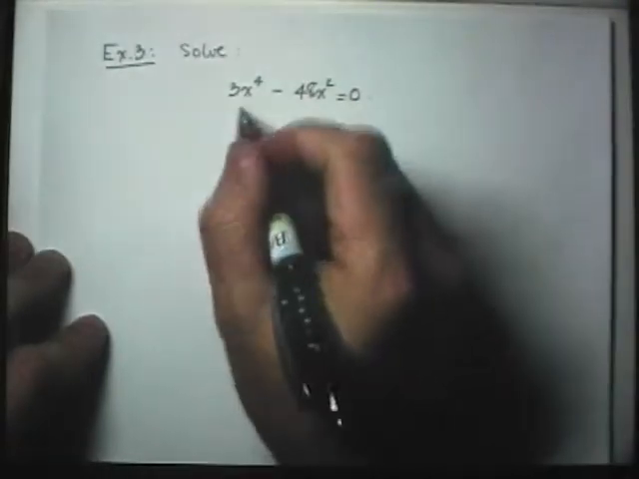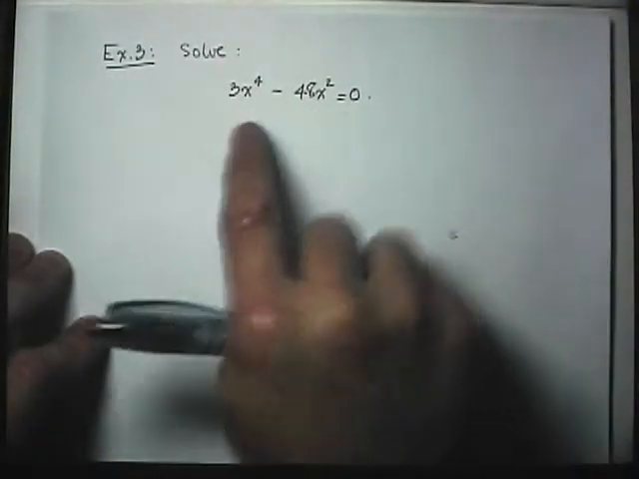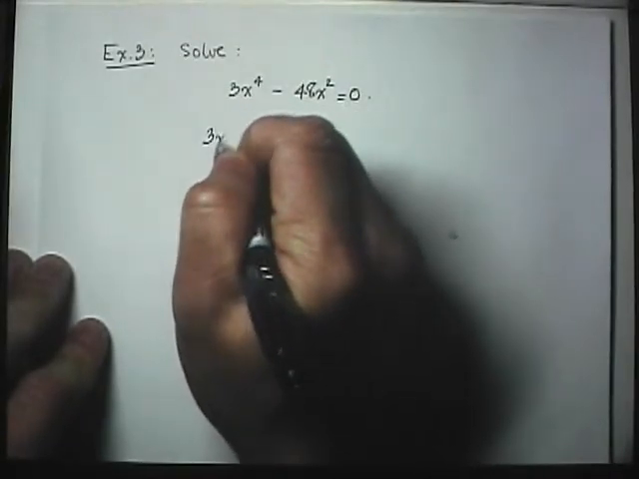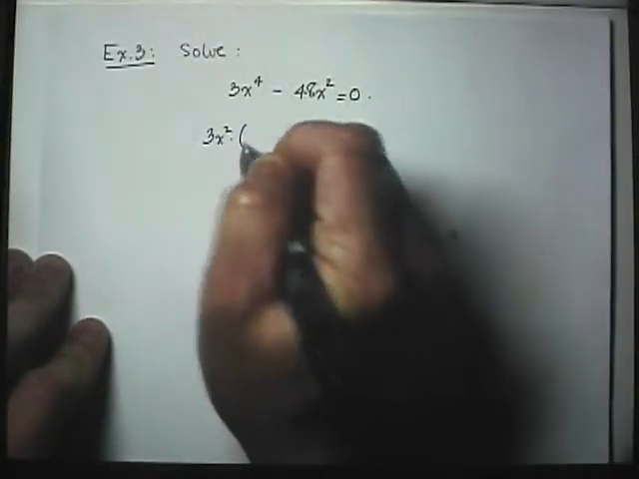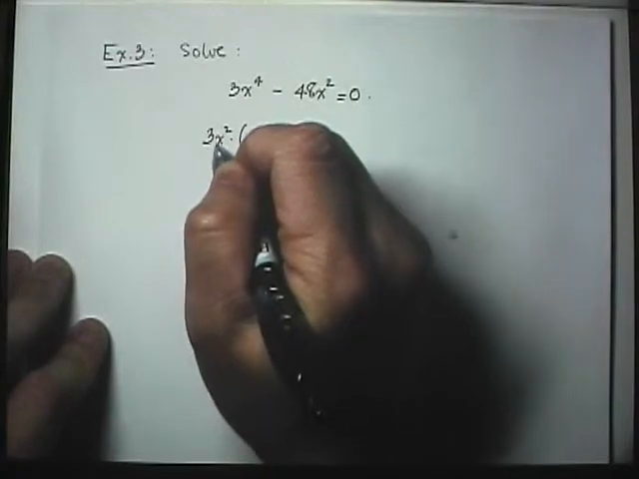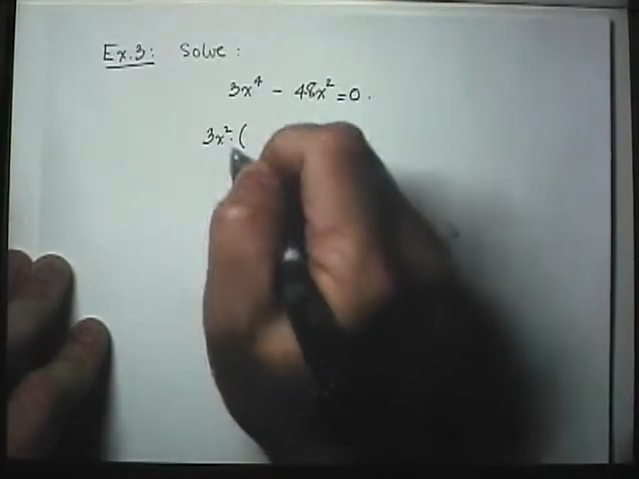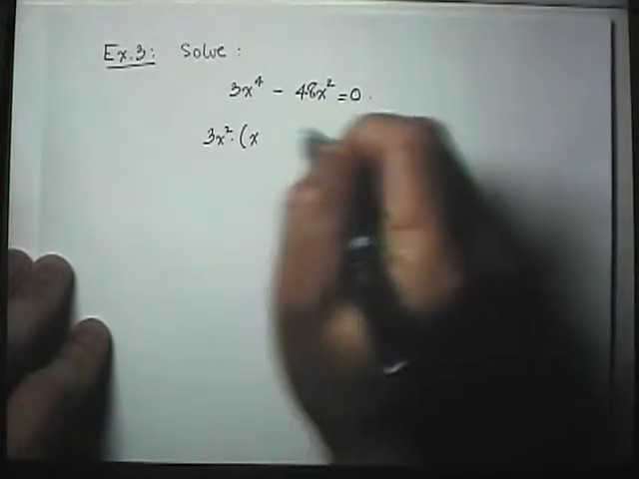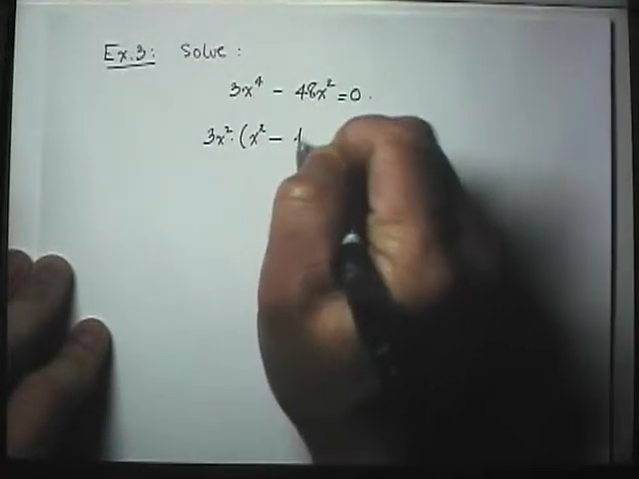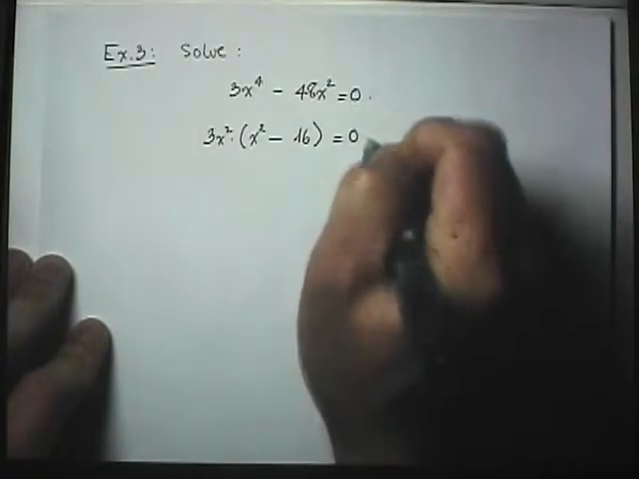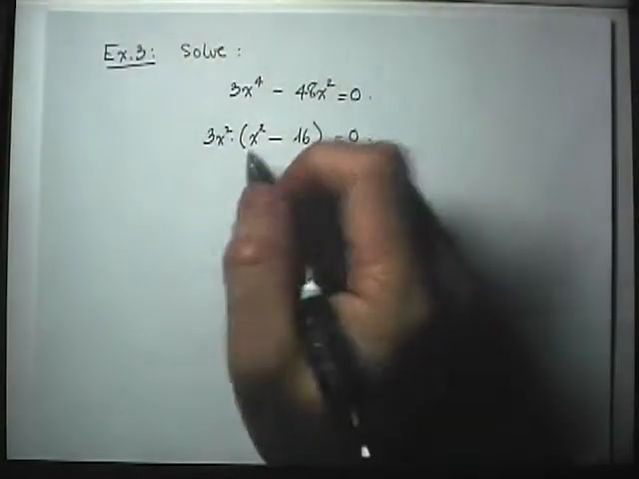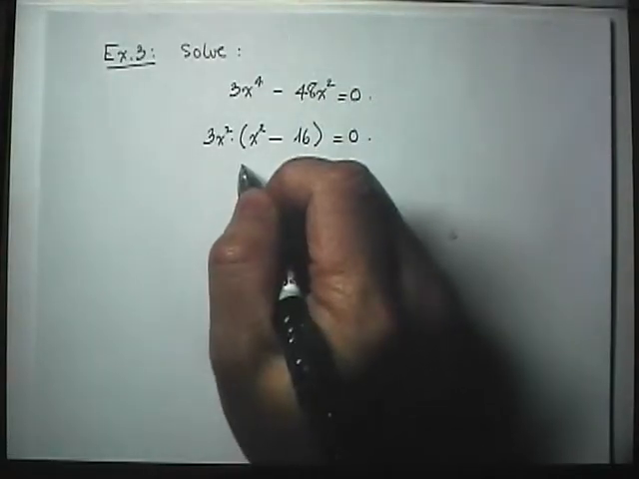Once again, I see that through our two terms here, the GCF is going to be 3x squared. So I am going to factor out 3x squared. And keep in mind, 3x squared means we have a factor 3 times x times x. Then inside parentheses, I have x squared minus 16, and all equals 0.